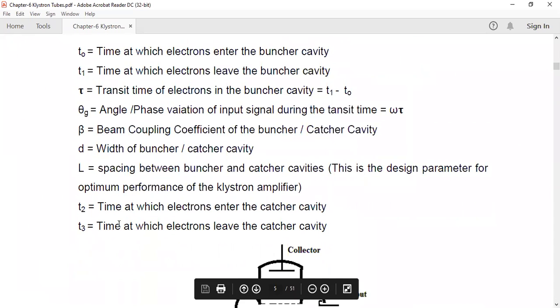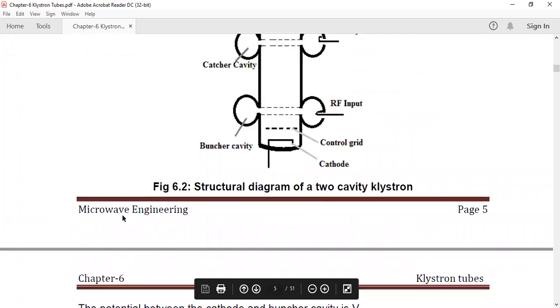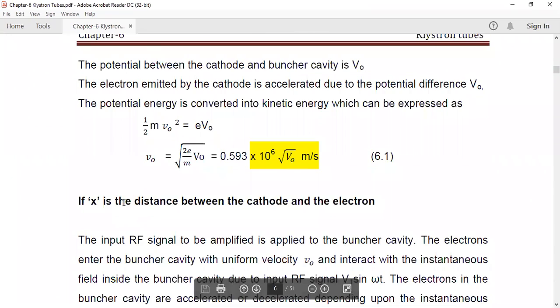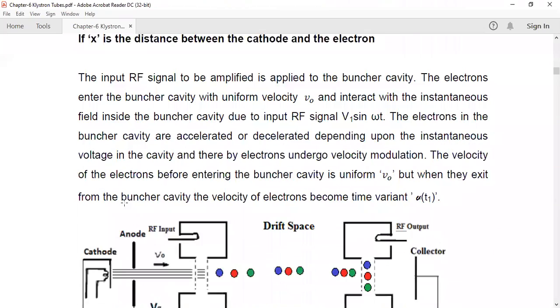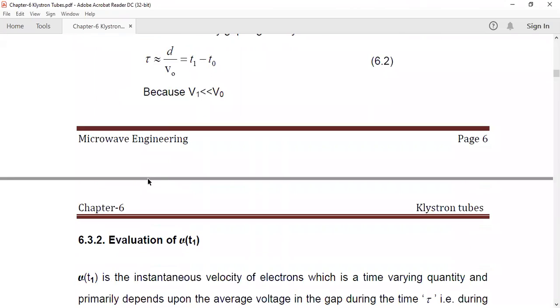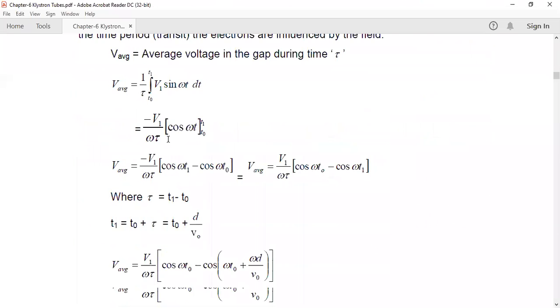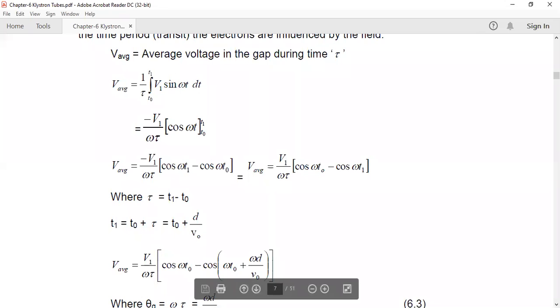Already I told all these things that you have to remember. At least you write all these things, then they can have some impression on this. Okay, so now we already see tau is equal to d by V0. These are general things only.